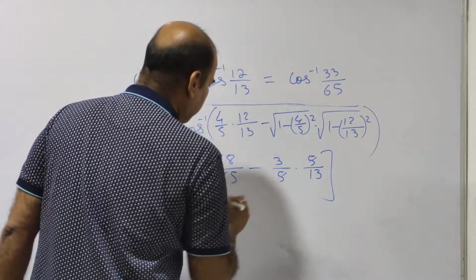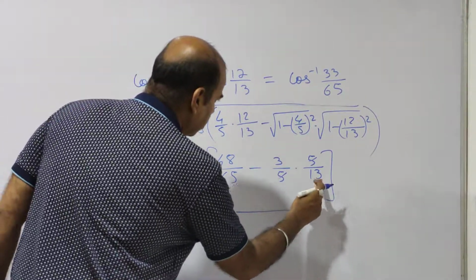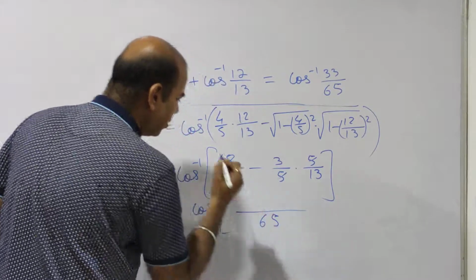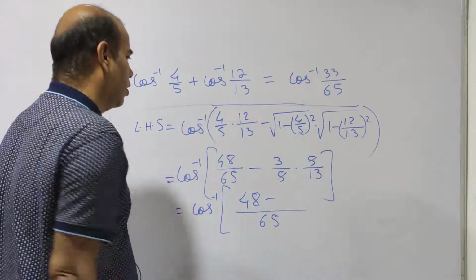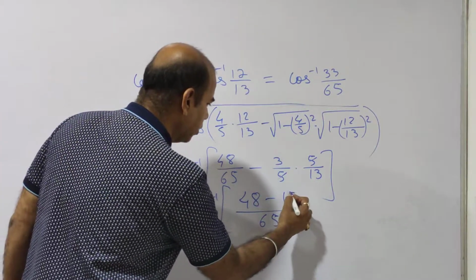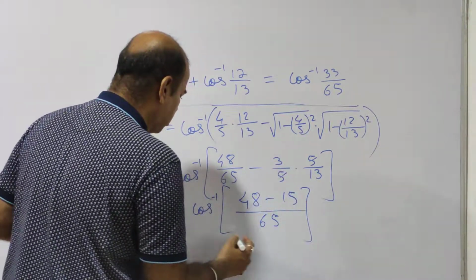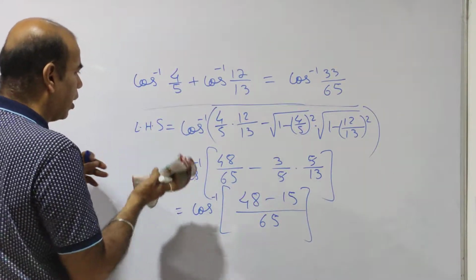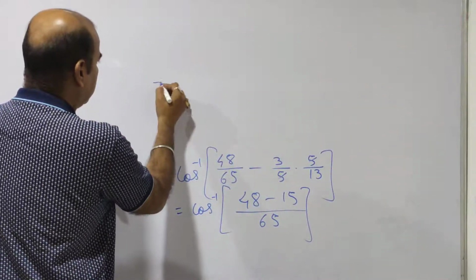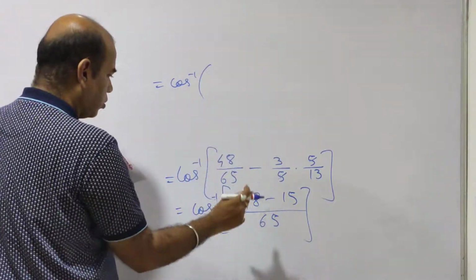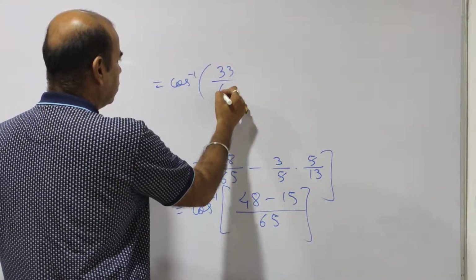So this 5 and 5 is cut. So I am getting cos inverse of 48 by 65 minus 15 by 65. This 65 is the LCM. So 48 minus 15, that means what am I ultimately getting? I am getting cos inverse 33 by 65. So this results in cos inverse 33 by 65.